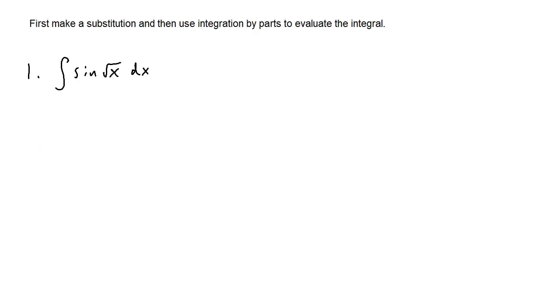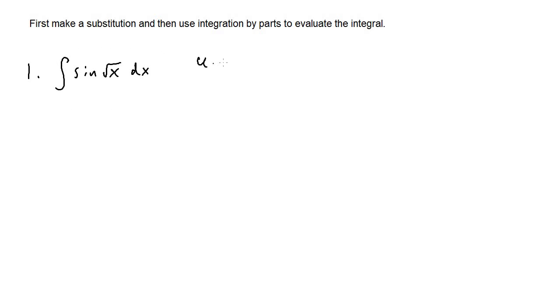So for this next problem, we have to first make a substitution and then use integration by parts to evaluate the integral. So for number 1, we have the integral of the sine of the square root of x dx. So when talking about a substitution, we're basically talking about u substitution. So the first thing I'm going to do before I use integration by parts is we need to rewrite this integral, because we can't necessarily use integration by parts, it won't work at this moment.